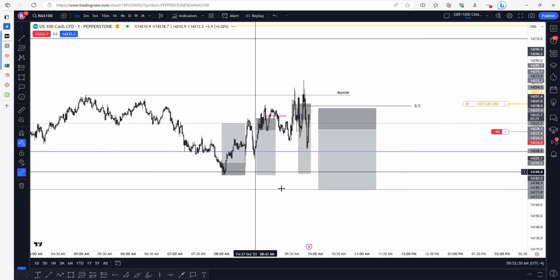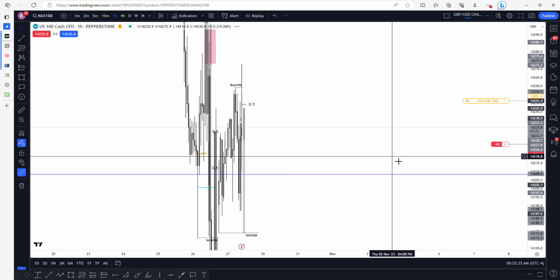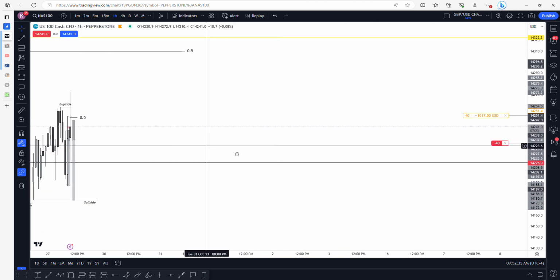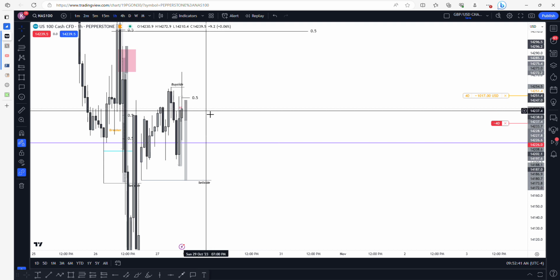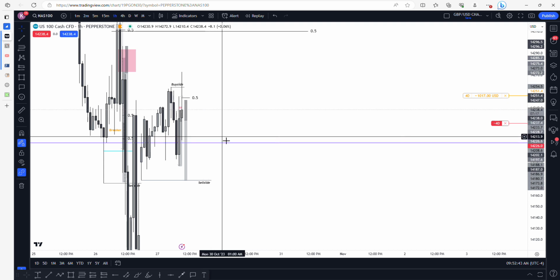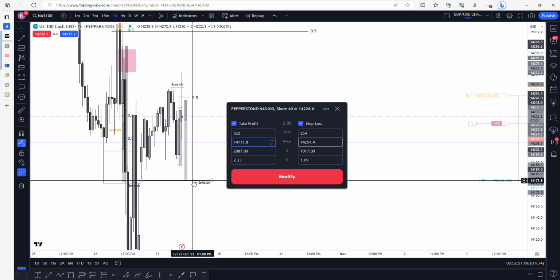I really do believe we're going lower. See how this 9 a.m. is looking. Okay, I really need this 9 a.m. to close like this so we can go lower. But I'm confused.